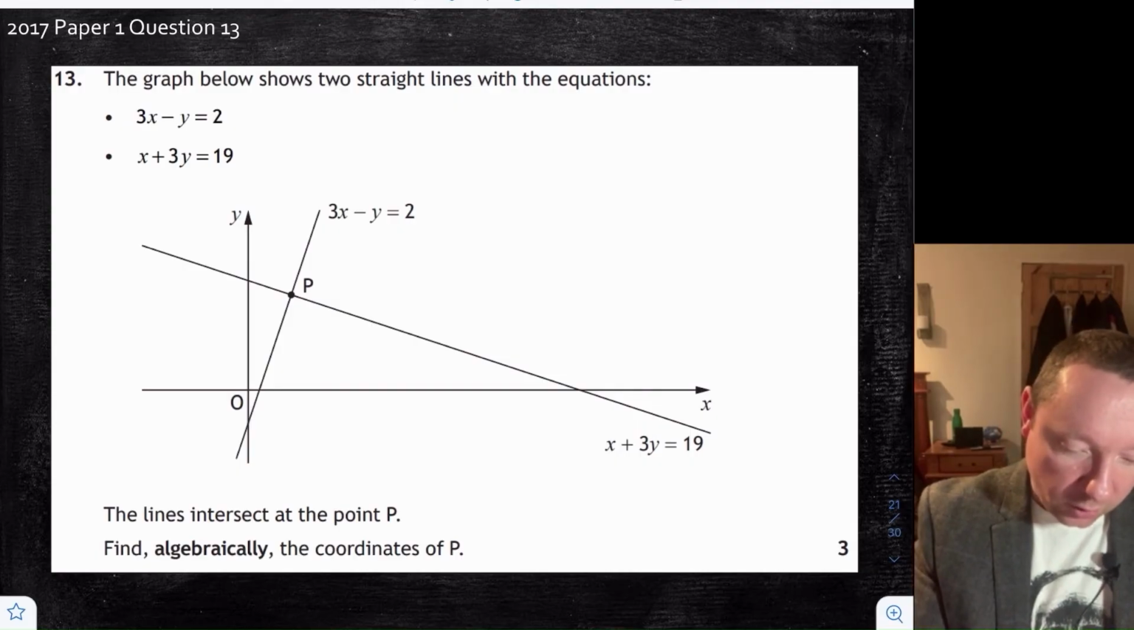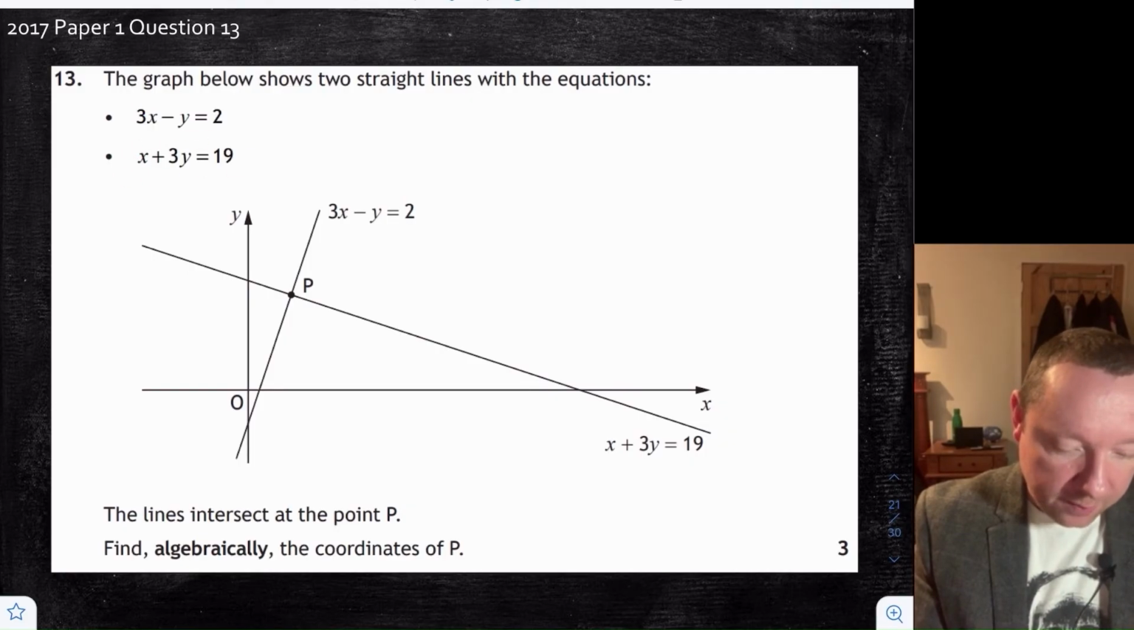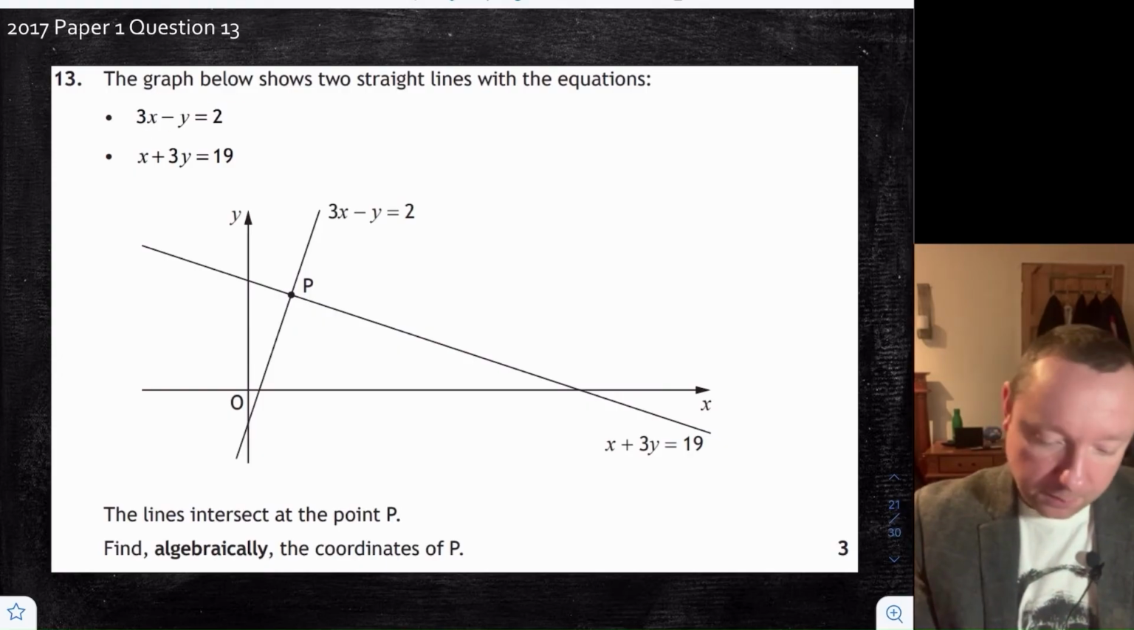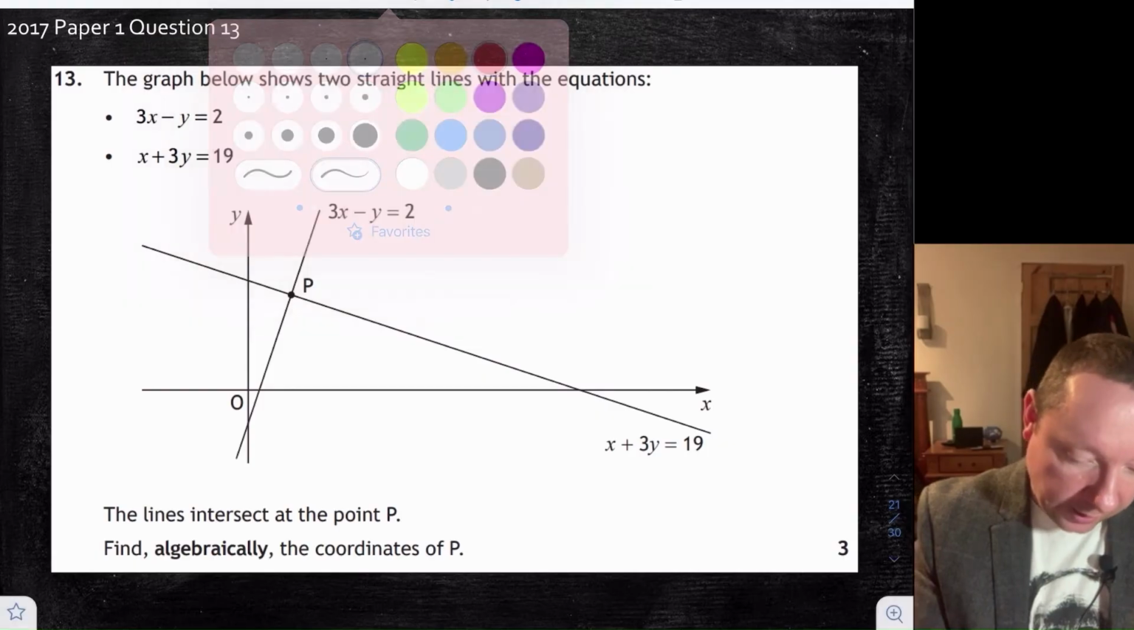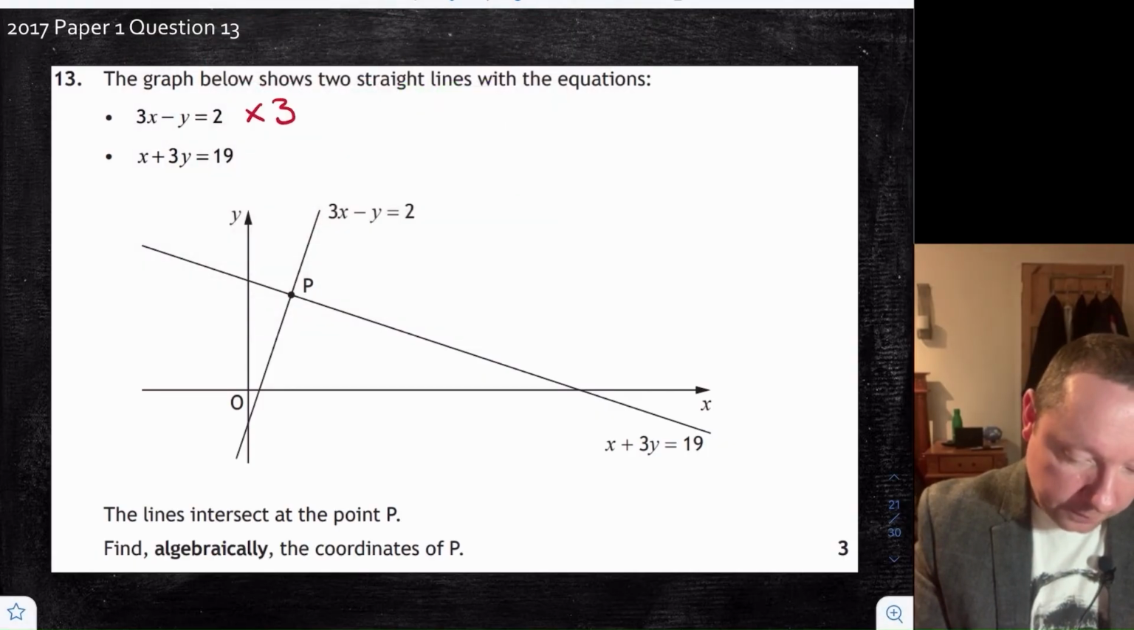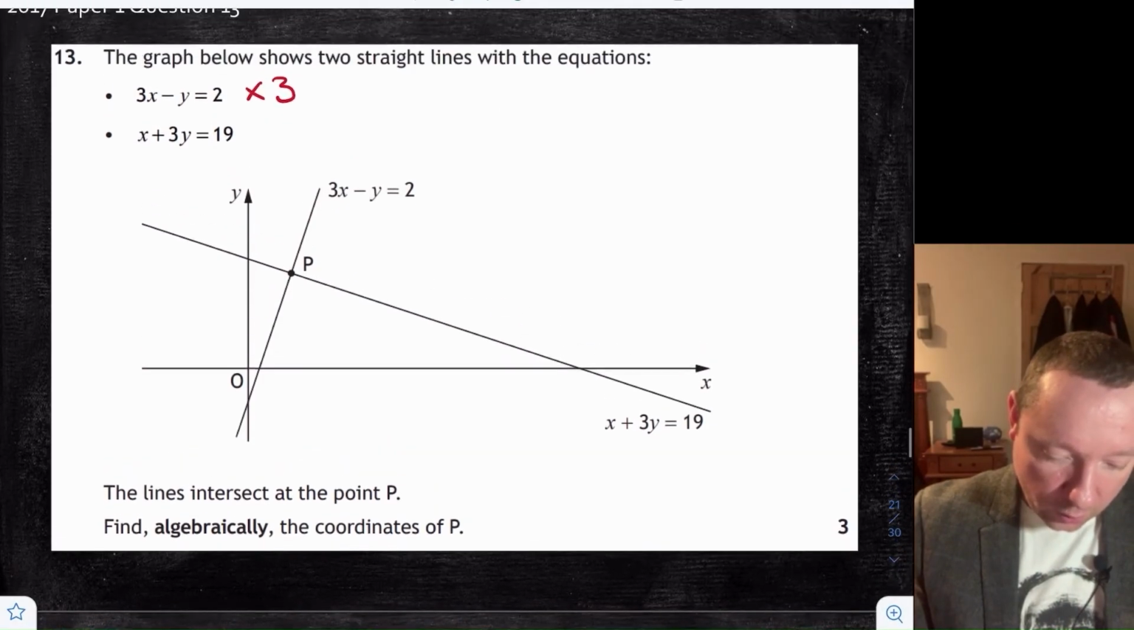So if I look at my two equations, I've got 3x minus y and x plus 3y. So I could times one of these by 3 to make the x's the same, or times this one by 3 to make the y's the same. This time I'm going to make the y's the same. So just times this one by 3. I can write down the new equations I get.